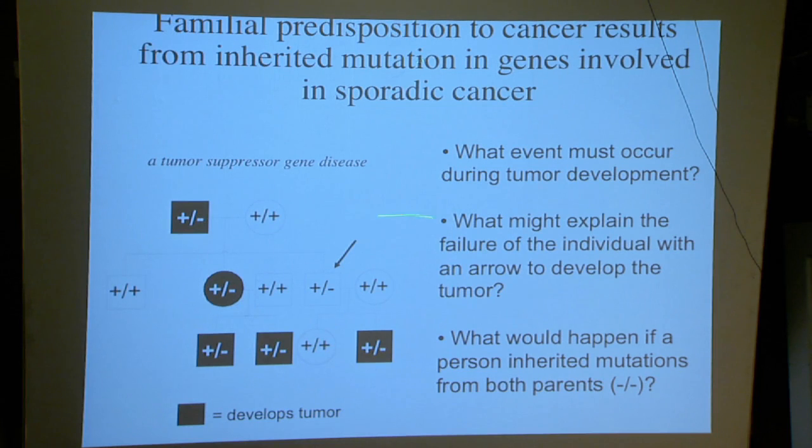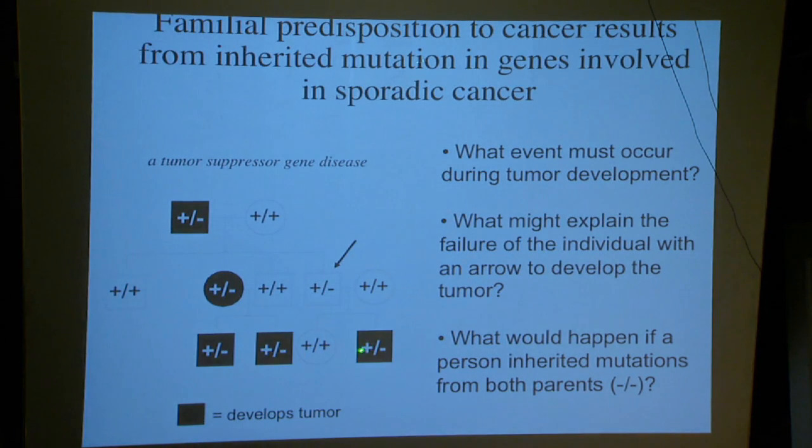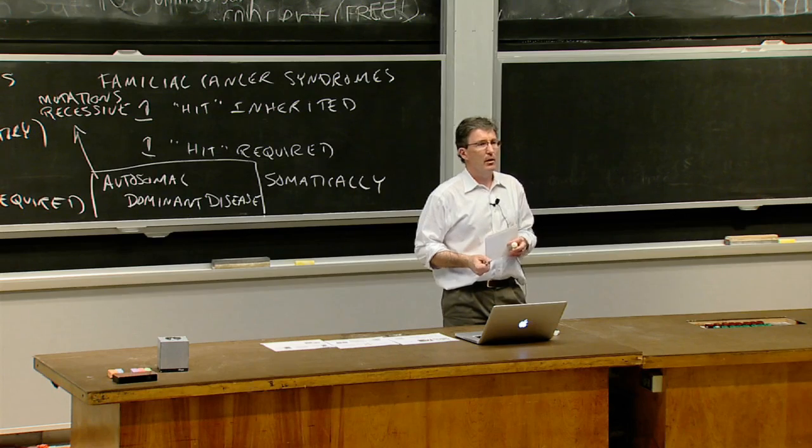Okay, but now let's think about this individual here, who did inherit the defective allele because he actually passed it on to his 3 sons, but he himself did not develop retinoblastoma. How can we explain that? Why was he spared?